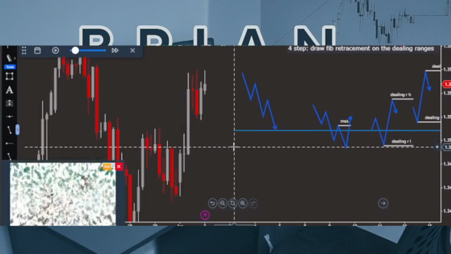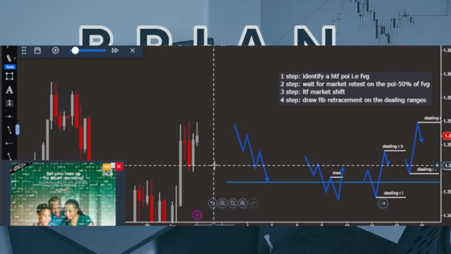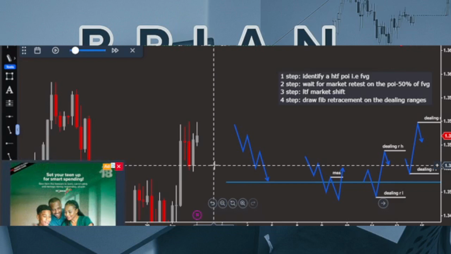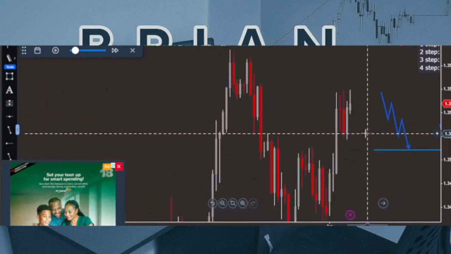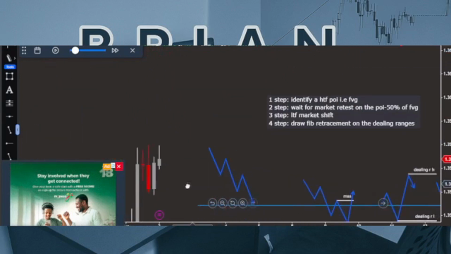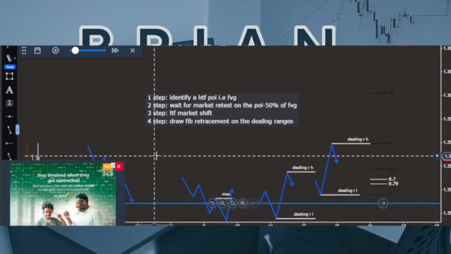So the first thing that you need to know is you need to have a narrative of market direction or the bias of the market to get the high probable entry setup. In this case, I'm gonna use the setup on GBPUSD, and the 4 steps are these: identify a higher time frame point of interest, for example a fair value gap.